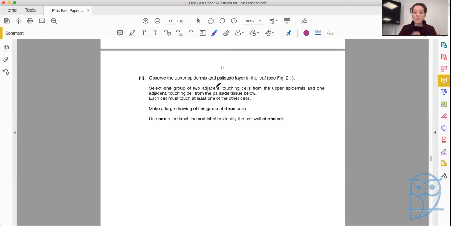So when they say one group, 3 cells, 2 of this, 1 of that, all touching, you must follow any instructions that they give you like that, okay? Make a large drawing of this group of 3 cells. Use one ruled label line and label to identify the cell wall of 1 cell. See how they put things in bold, okay? That's to help you. It's to make sure you follow these instructions.